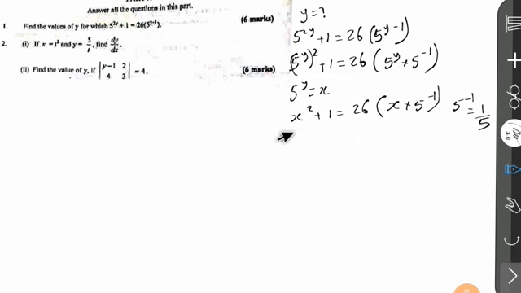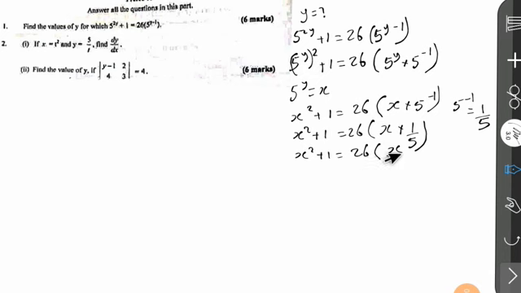So this one becomes s raised to the power of 2 plus 1 equal to 26, open brackets, s multiplied by 1 over 5, close brackets. The next thing you have to do now is open the bracket we have here. s times 1 is s. So this becomes s raised to the power of 2 plus 1 equal to 26, open brackets, s divided by 5, close brackets here. So let's open the bracket here: that's 26 times s, which gives us 26s.